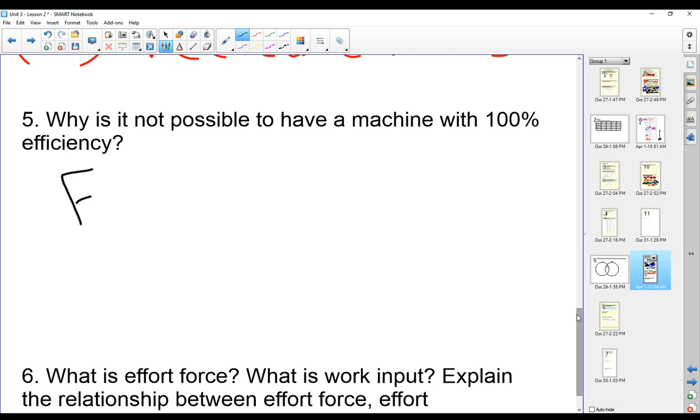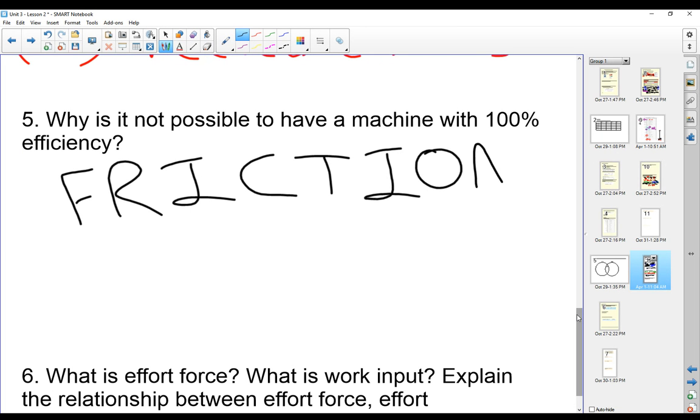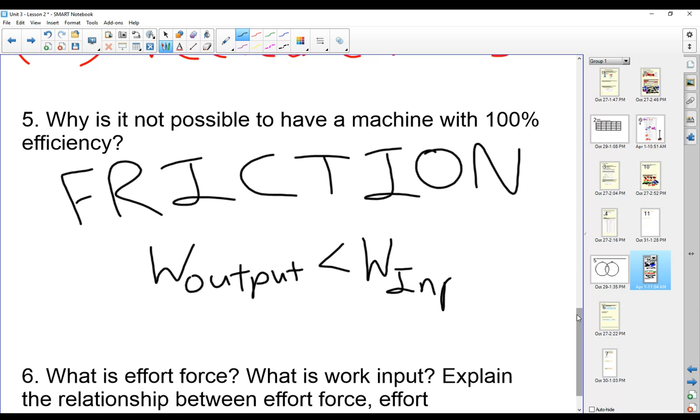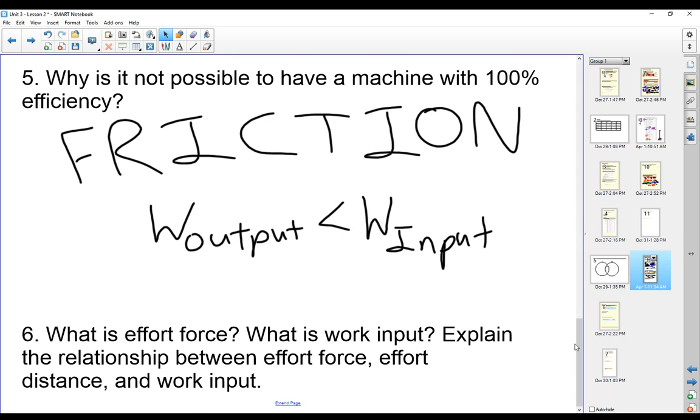So big reason here, in big letters, is friction. Friction lowers the efficiency of a machine. Work output is always less than work input, so an actual machine cannot be 100% efficient. So we will say work output, and we will put in an inequality sign: work output is always less than work input. So you'll never get 100% efficiency. Oh, better extend my page here.